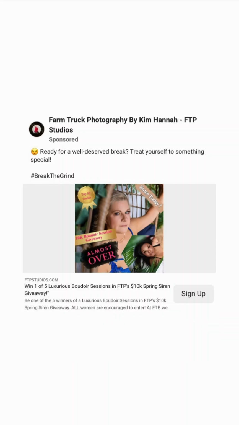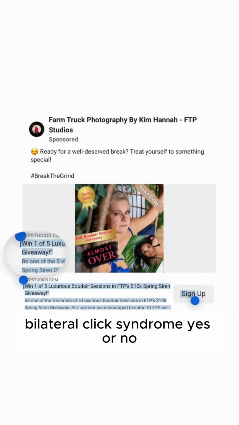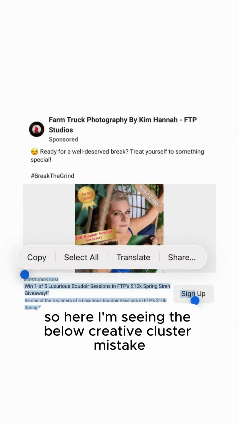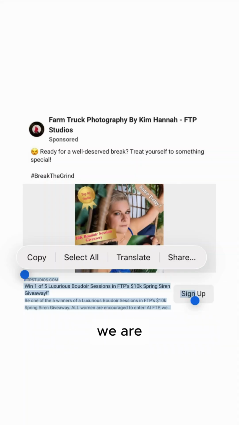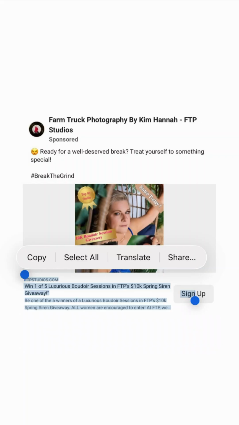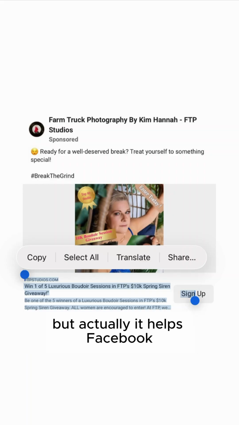So we're gonna diagnose this: do we believe it has BLCS, Boudoir low click syndrome, yes or no. All right, so let's see what we got here. Here I'm seeing the below creative cluster mistake. The false belief that caused us to make this mistake is that we're following what Facebook is recommending us to fill out when we create our ad. And we believe it helps us, but actually it helps Facebook.